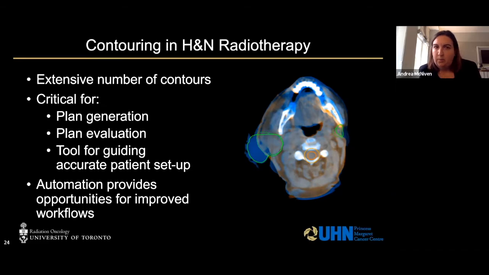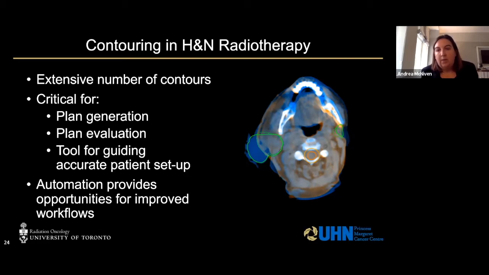So to summarize briefly, we have extensive numbers of contours, both organs at risk and targets in head and neck. And these are critical for plan generation, plan evaluation, and as a tool for guiding accurate patient setup. The final step of that as well would be outcomes assessment, to be able to track these targets and compare patient to patient.